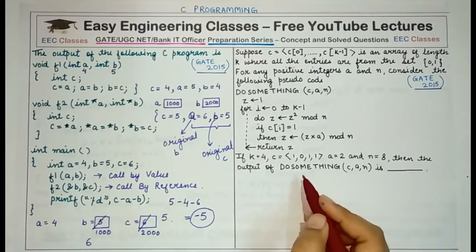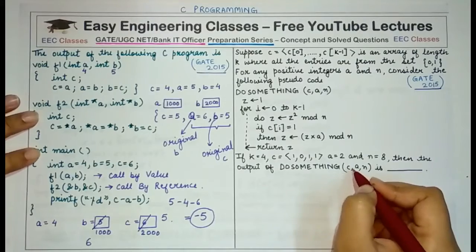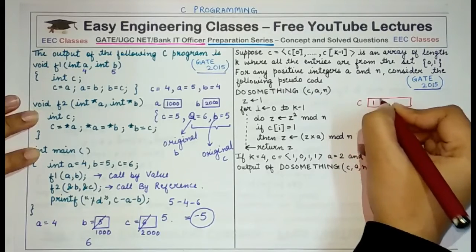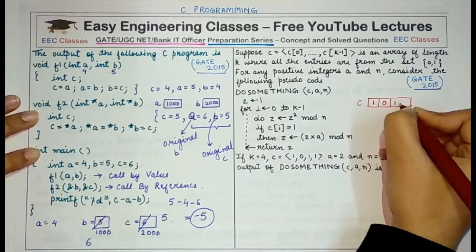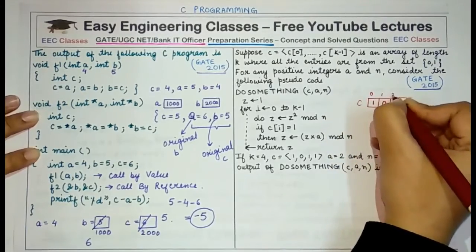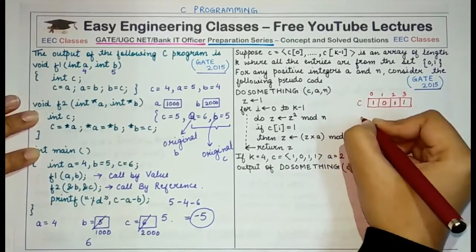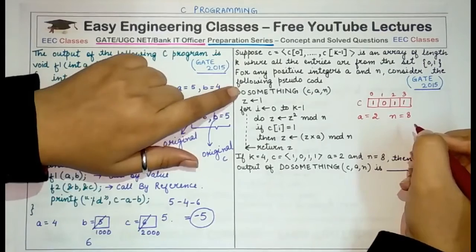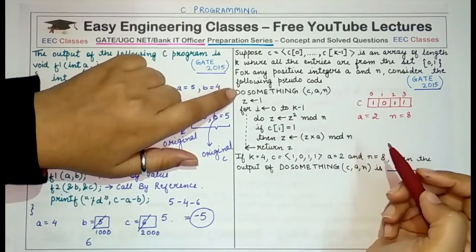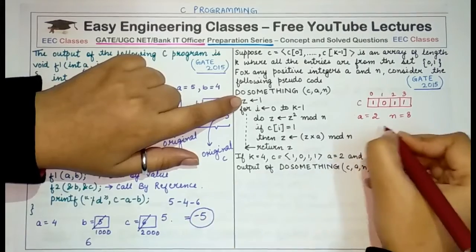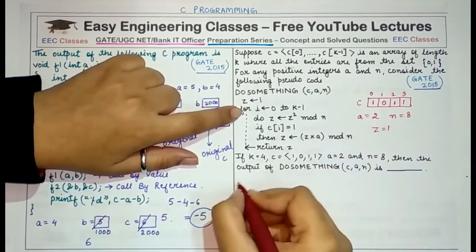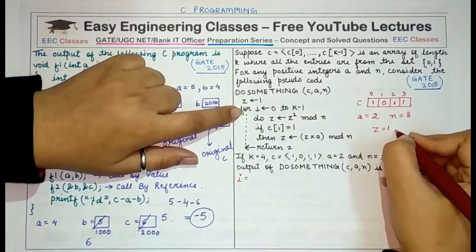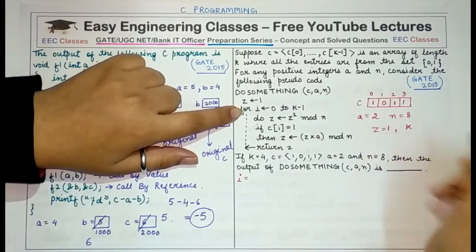Alright. So we have to find the output of this program when the original C array that is given to us is 1, 0, 1 and 1, with the indices 0, 1, 2, 3. The value of variable A is 2. N is equal to 8. So when we enter into this function, the value of Z is initially 1. For I equal to 0, I is less than k minus 1. So what is k here? K is the length. So k is equal to 4.